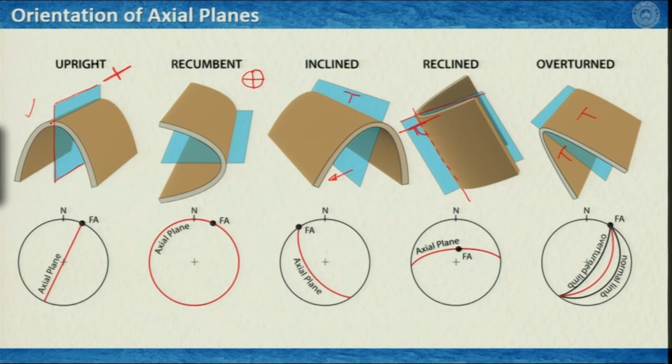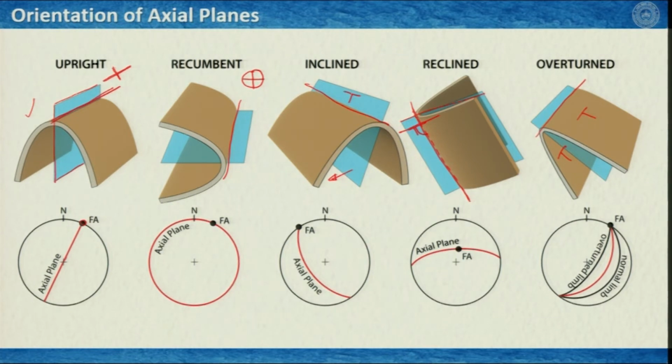Just to come back, in this upright fold, this is the fold axis, here this is the fold axis, here this is the fold axis, here we have defined already this is the fold axis, and in this overturned fold this one is the fold axis. Now, for the first one, if we take the upright folds, clearly the axial plane is vertical. So, the plot of the axial plane would be the red line. The fold axis, as you can see, is horizontal. So, it would come somewhere on the primitive circle.